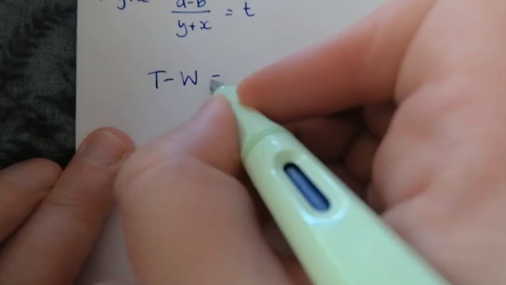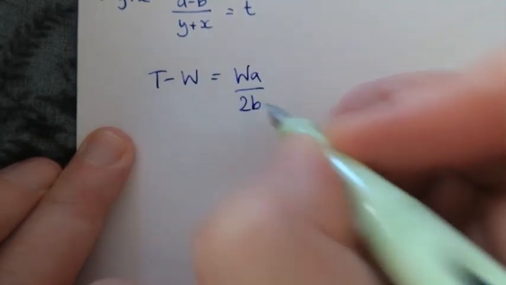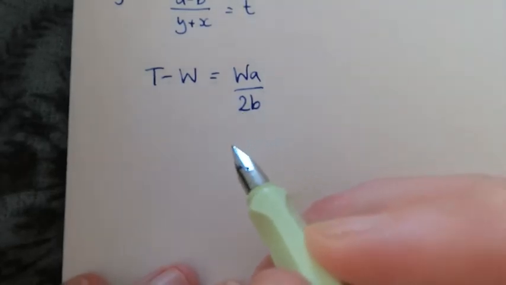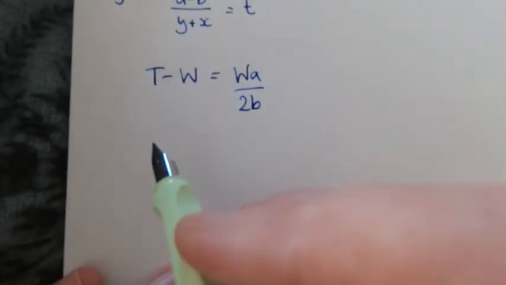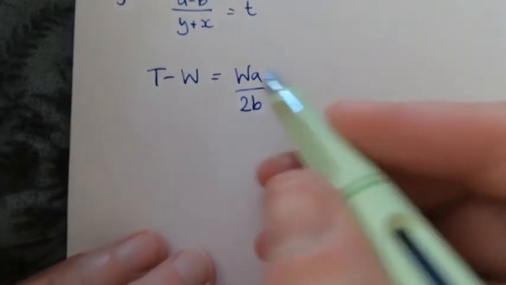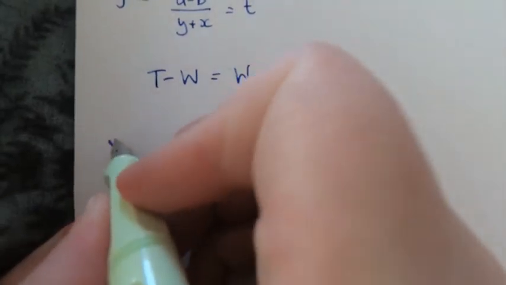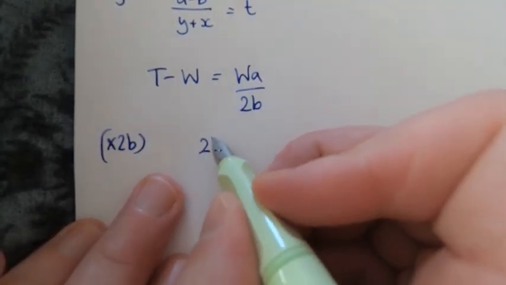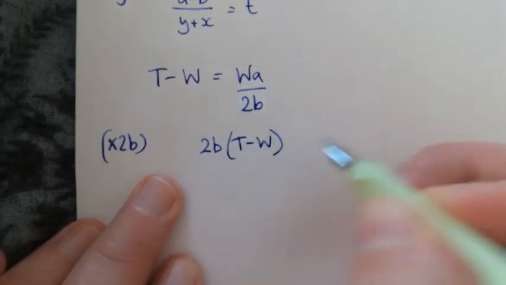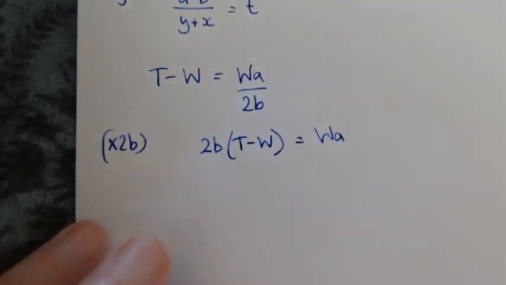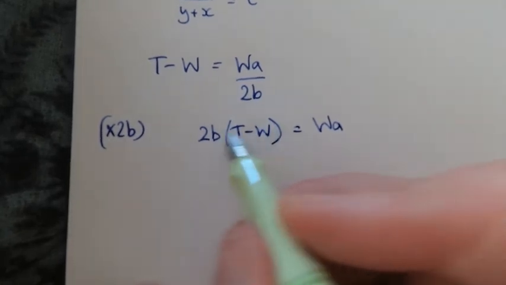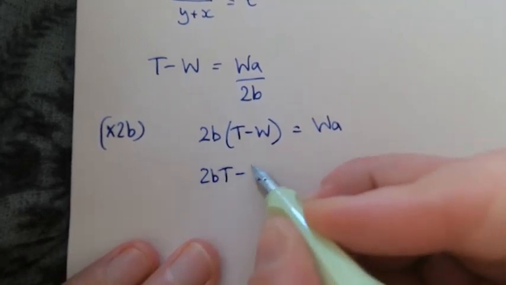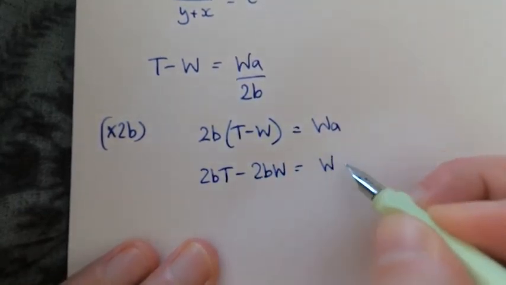t minus w equals wa over 2b. I want to make w the subject. So we need to get the w terms all on one side of the equation. So the first thing to do, get rid of this horrible fraction, multiply both sides by 2b. 2b times t minus w equals wa. I need to expand this bracket out. 2bt minus 2bw equals wa.